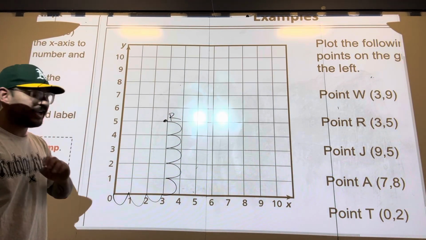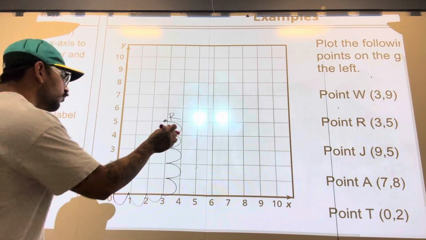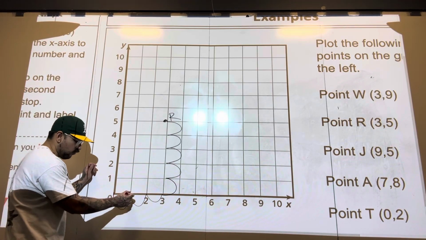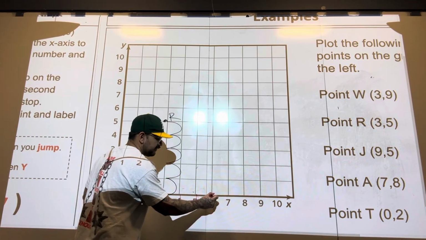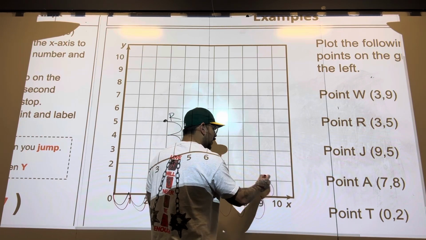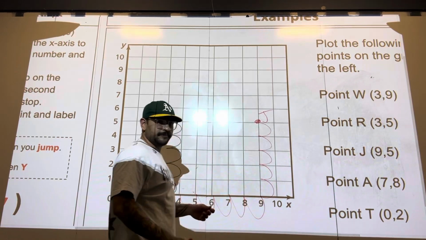Let's do point J. So we're starting at the origin, and it's telling us we need to run 9 times to the right. Remember, origin is 0, 0. Super important. So let's go 1, 2, 3, 4, 5, 6, 7, 8, 9. And we need to jump 5 times. 1, 2, 3, 4, 5. And that gets us our point J.